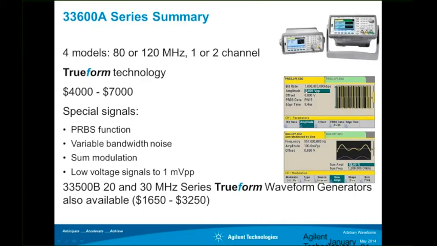And then finally, we have this really low voltage range on our products. So this is a 10x improvement over previous DDS generators that are out there. I do want to mention that the 33600A is not the only family with Trueform technology. We do have a 33500B series, and that is a lower bandwidth series of generators that is 20 to 30 megahertz, and the price ranges from $1,600 to about $3,300 US dollars.